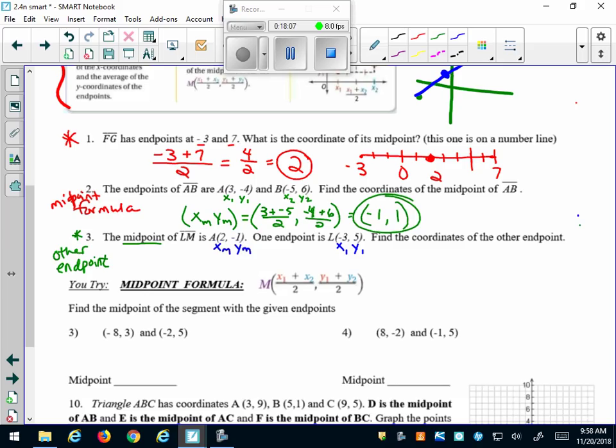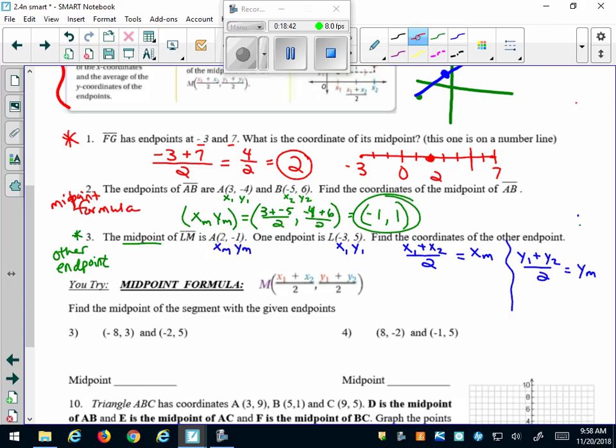Well, in order to get the x coordinate using our midpoint formula, we needed to do x1 plus x2 over 2, and that gives us xm, right? The x coordinate of the midpoint. And then separately, we need to think about the y. y1 plus y2 over 2 gives us the y coordinate of the midpoint. So now if we plug in what we know, we can solve to find the other endpoint.